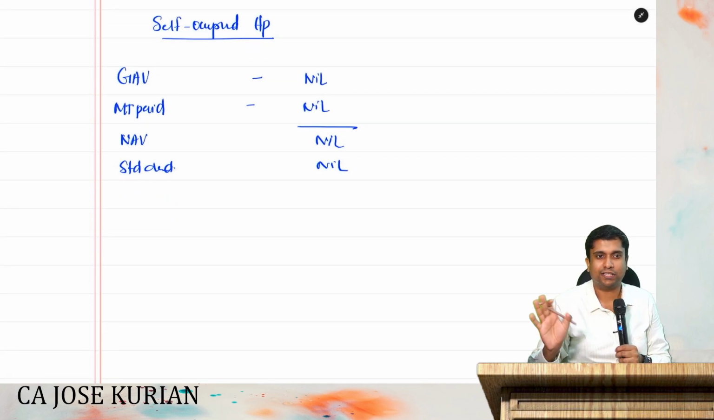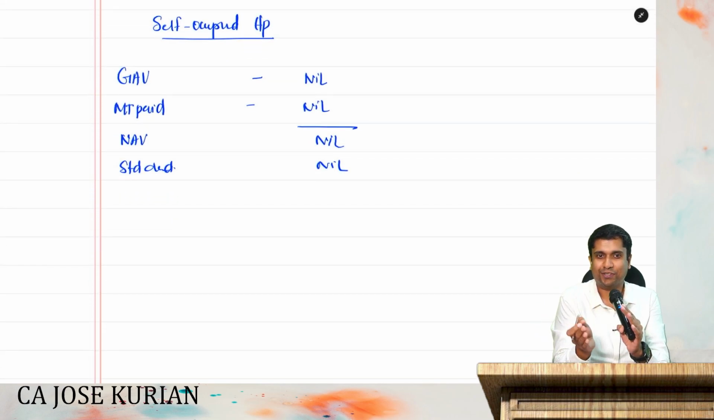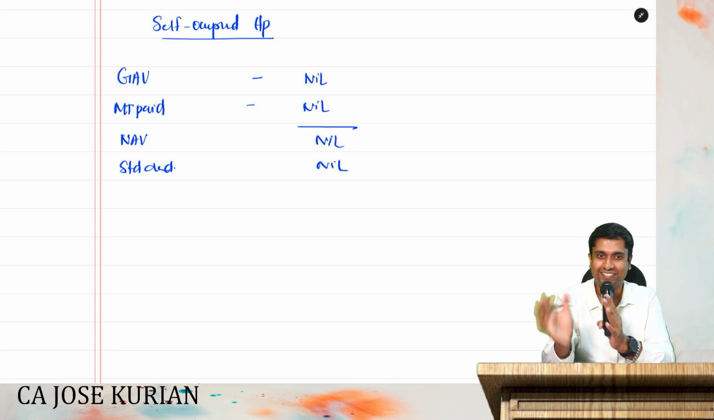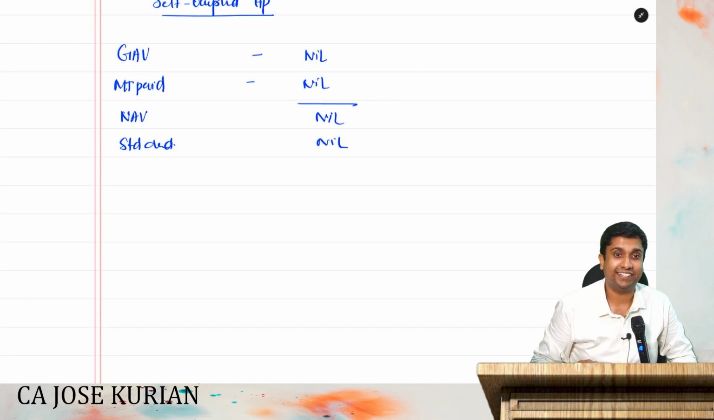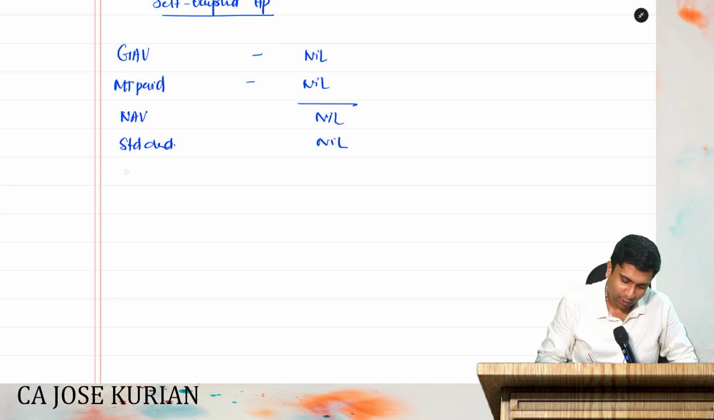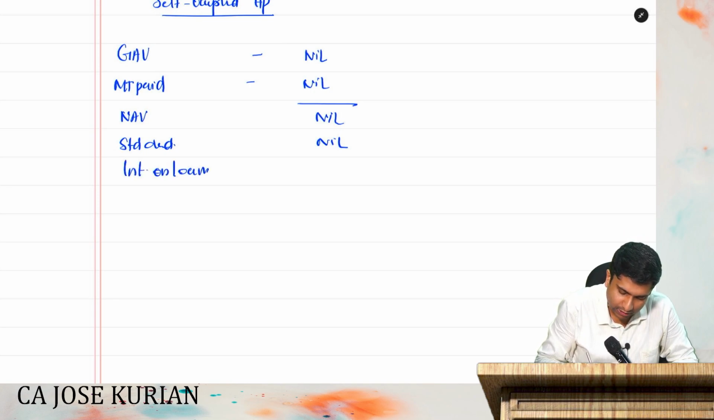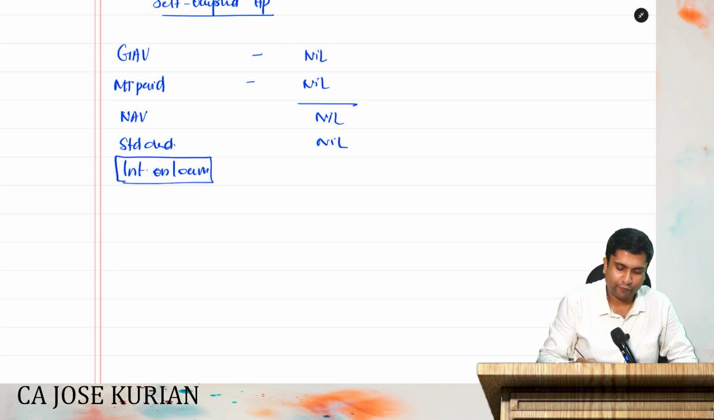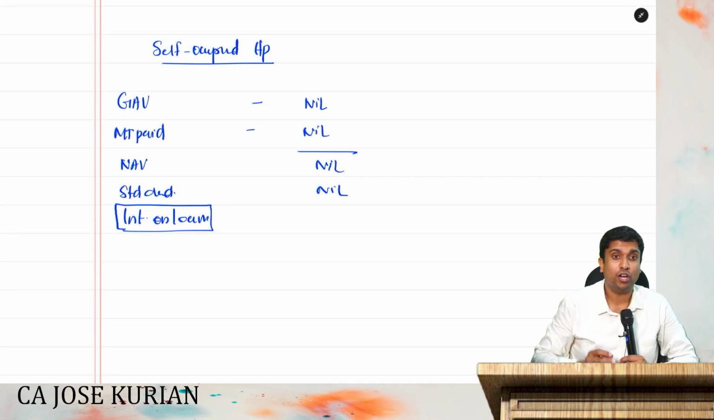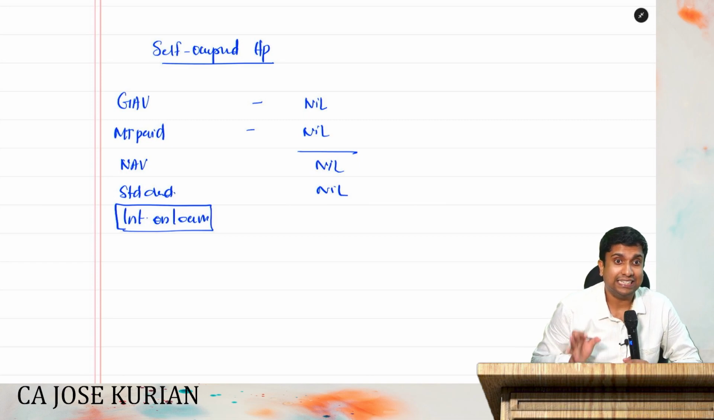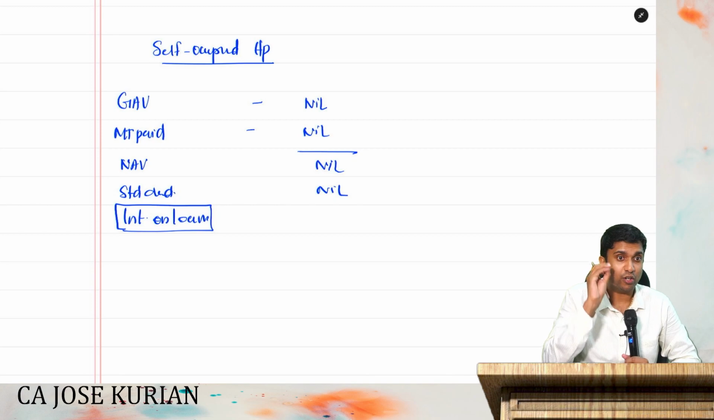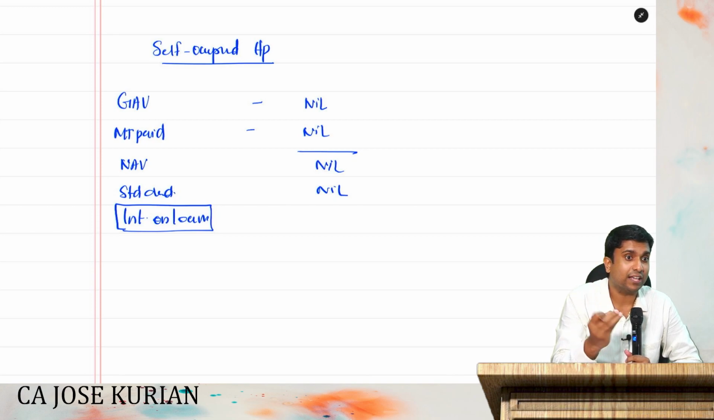Don't generate a new mathematical formula, okay? On 0, if you apply 30%, it will be 0. Don't say, sir, it is 30. Now, the only deduction that you can claim from a self-occupied house property is interest on loan. It's a super benefit. Interest on loan from self-occupied house property is allowed as a deduction.